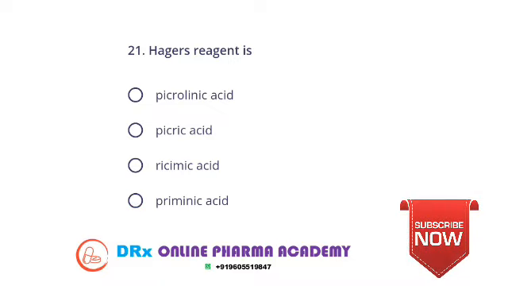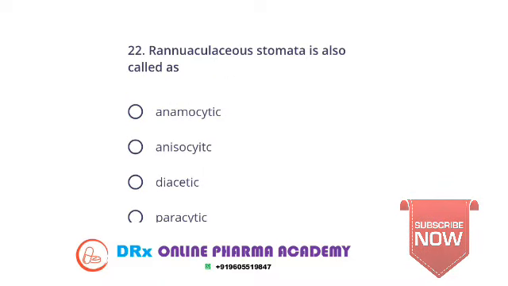Next question. Ranunculaceous stomata is also called as. Options are anomocytic, anisocytic, diacytic, paracytic. Answer is anomocytic. Ranunculaceous stomata is also called as anomocytic.